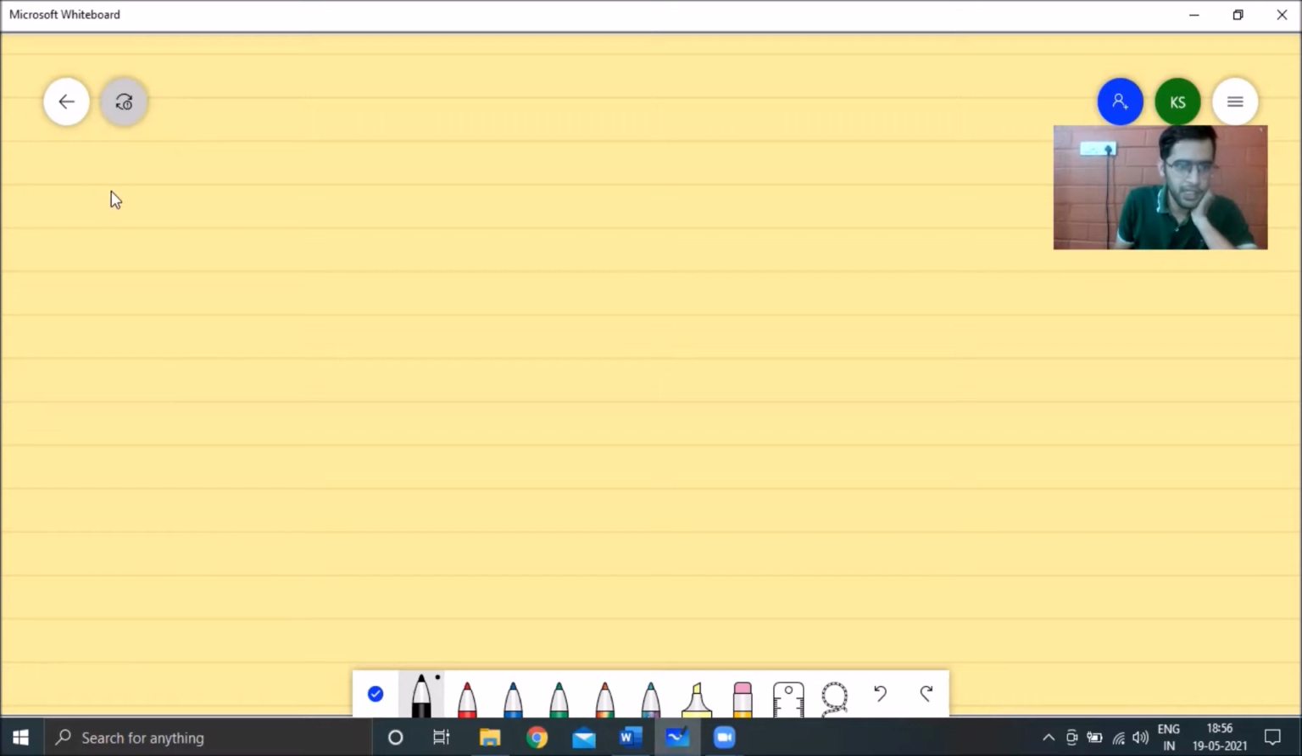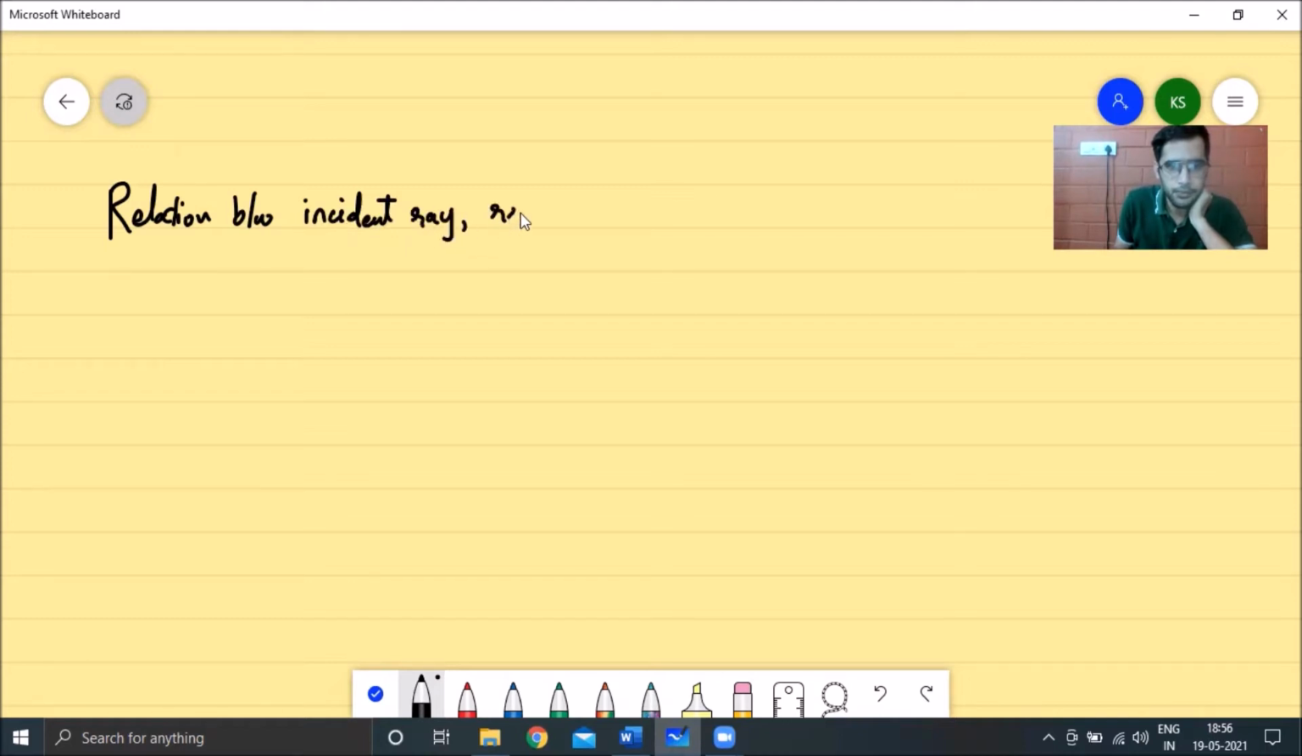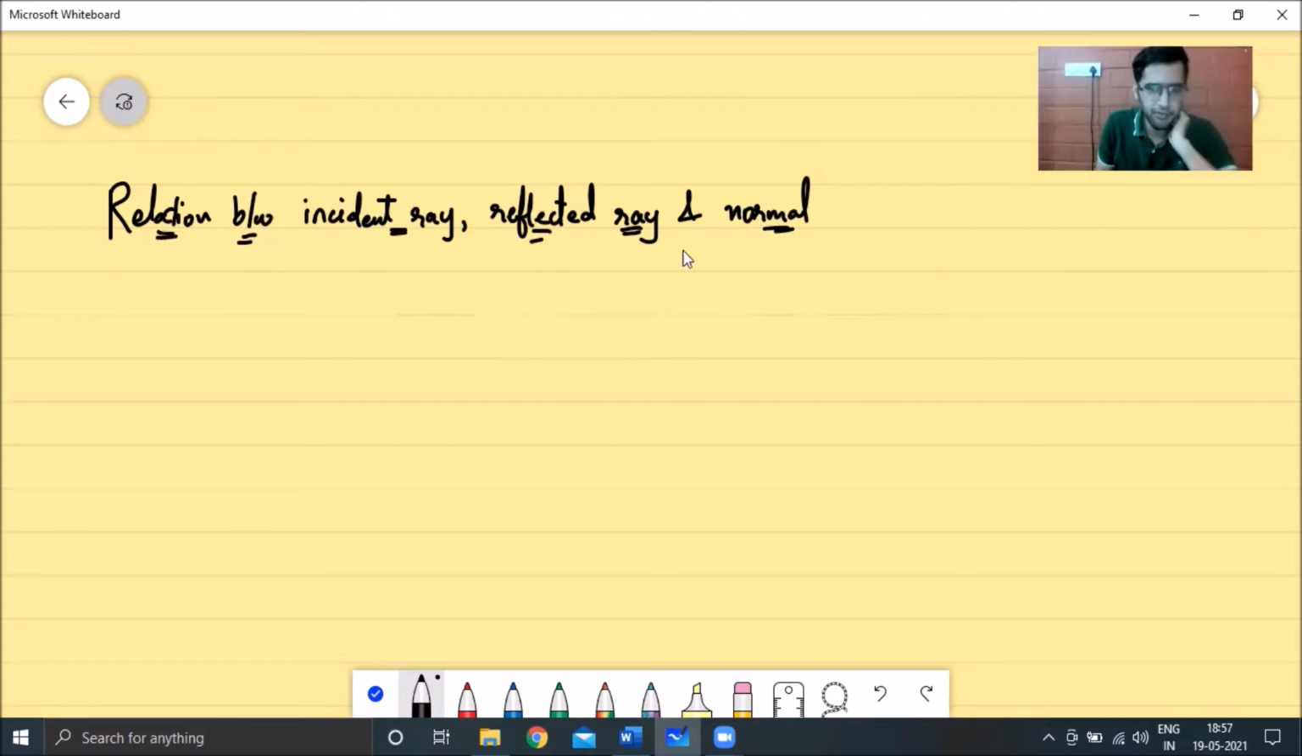So now we'll be deriving a relation between incident ray, reflected ray, and normal. Or rather, we'll be deriving a relation between the unit vectors of the incident ray, reflected ray, and the normal. So let me draw a diagram first for your normal case of reflection.